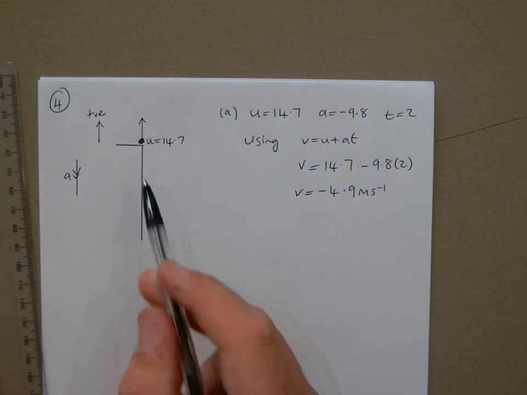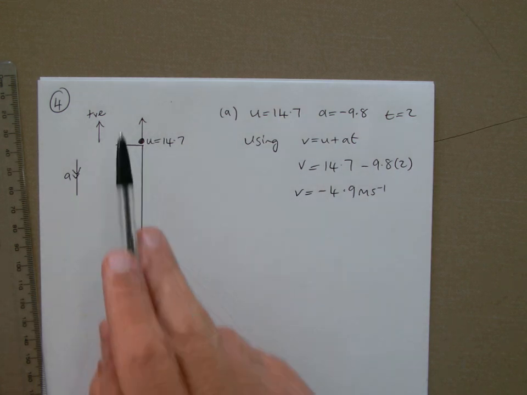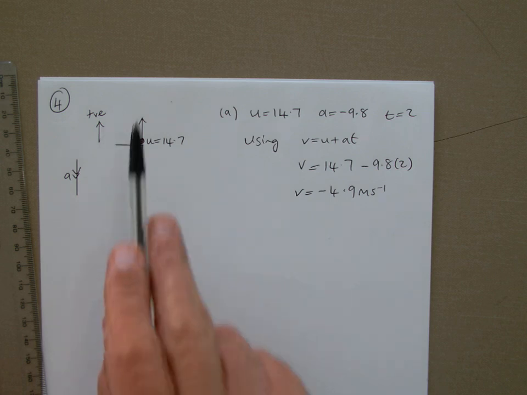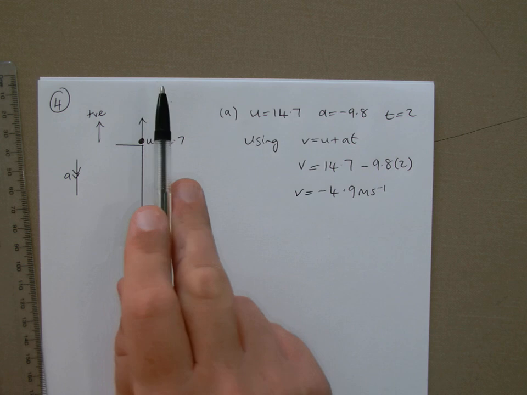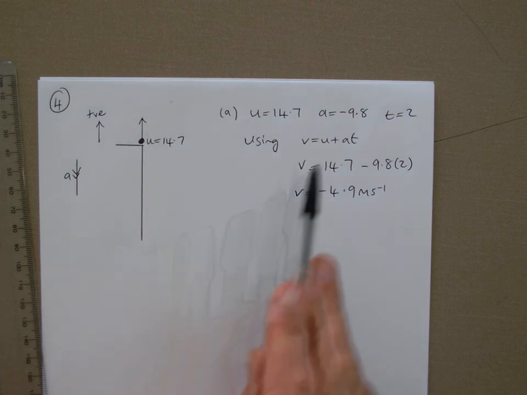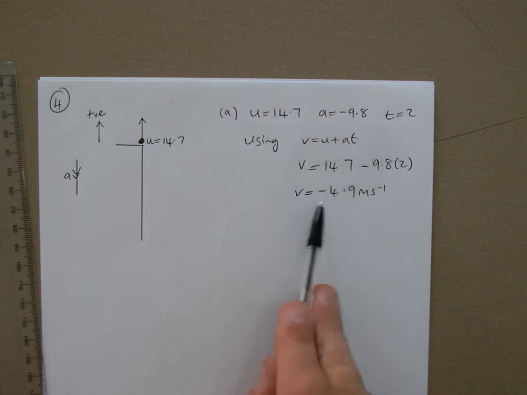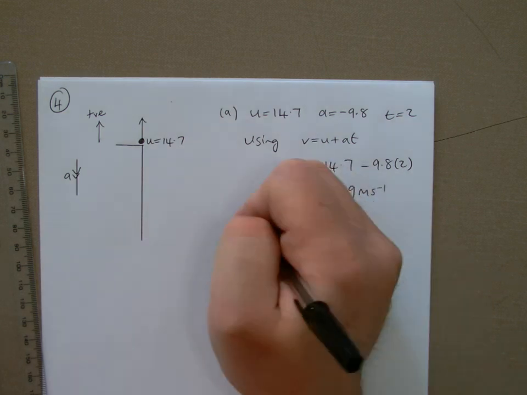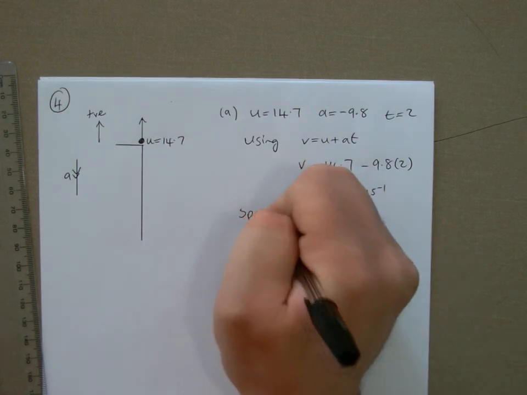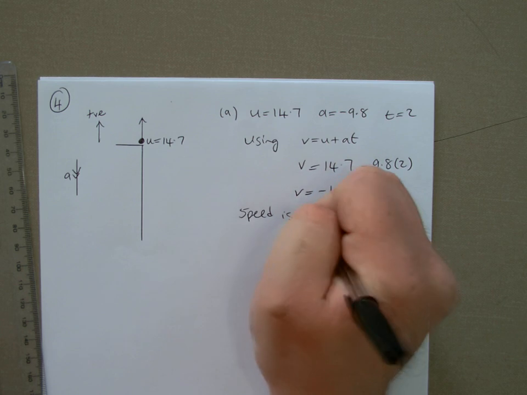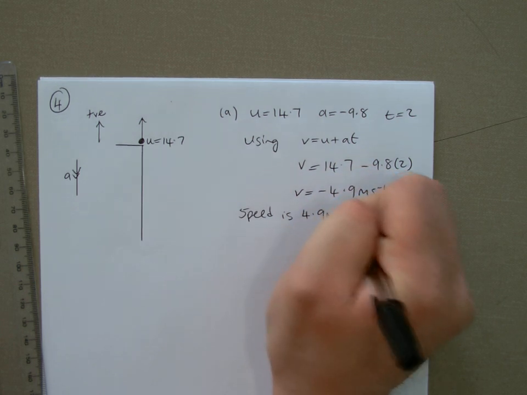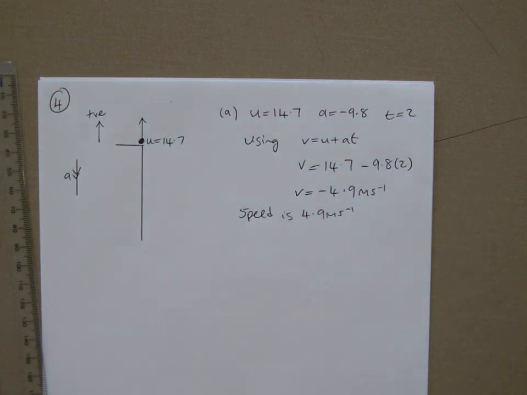Which is going to happen, isn't it? Because it's projected upwards to start with. It's only going to rise for so much time, and then it's going to hit its max height, and then it's going to fall. And after 2 seconds, it's already falling according to this. But when it asks for its speed, we need to say that speed is 4.9 meters per second. So you need to make sure you put speed as positive because it's the actual size of it, how fast it's going. But the fact it's minus says that it's actually going downwards.